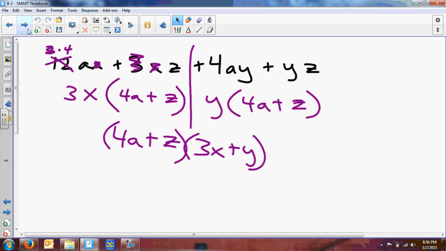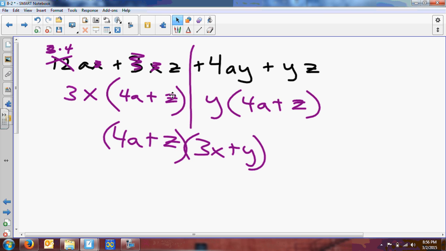Oh, this one's really tough to see. I scribbled all over this. I'm sorry. Let's see if we can't move this a little. Okay, so we had 12ax plus 3xz. Okay, what do they have in common? Well, the x was easy. They both have an x. And 3 goes into 12, so I take the 3 out also, and this is just left as 4. So 4a plus z is what's left over.